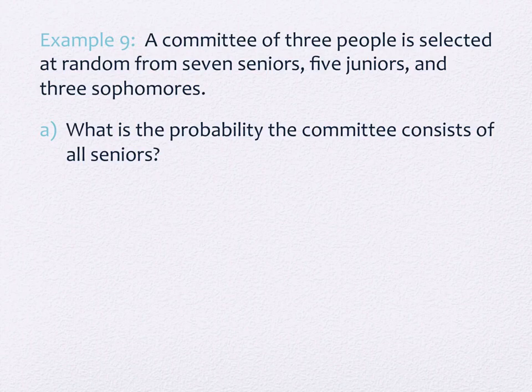This one's a committee example. So I kind of spoiled the fun already, but do you remember what I told you about committees? The order doesn't matter on committees. So if you see anything that's talking about a committee, we automatically know that we're working with a combination. Okay, so let's read through this one. A committee consists of 3 people. Let me slow down. And we're going to select those people from 7 seniors, 5 juniors, and 3 sophomores. And we want to know the probability that a committee consists of all seniors.